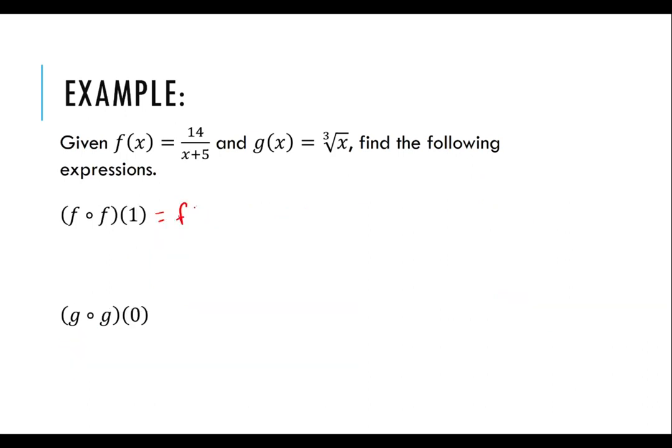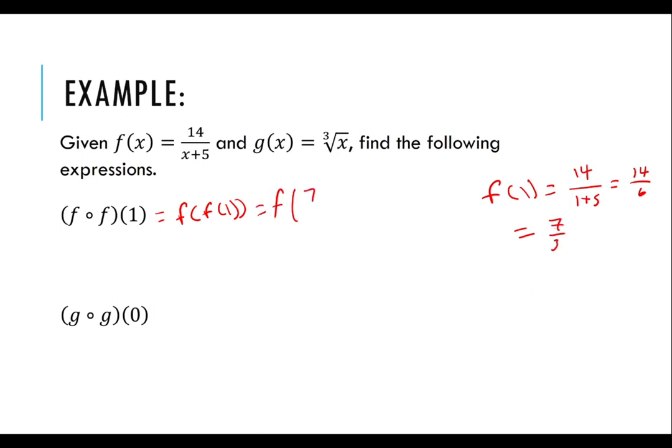So if we're trying to calculate f of 1, I can calculate f of 1. f of 1 is 14 divided by 1 plus 5, or 14 sixths, which is 7 thirds.